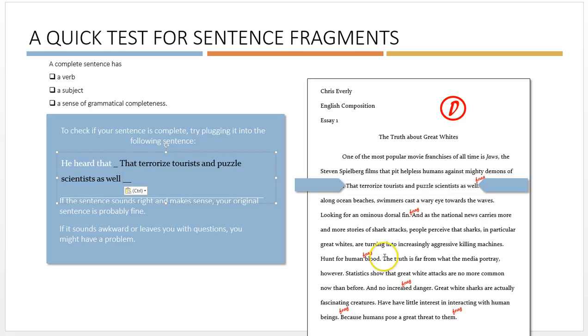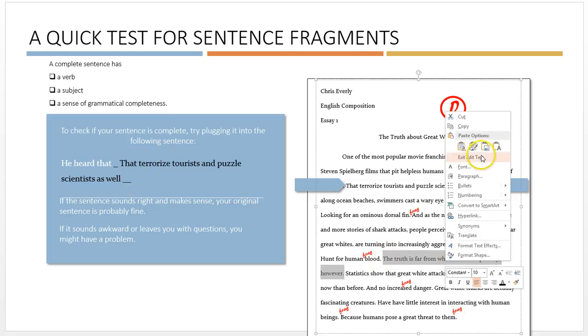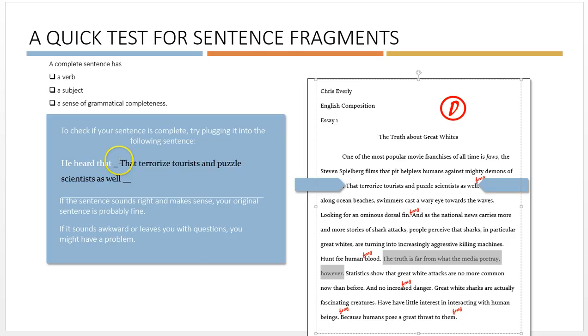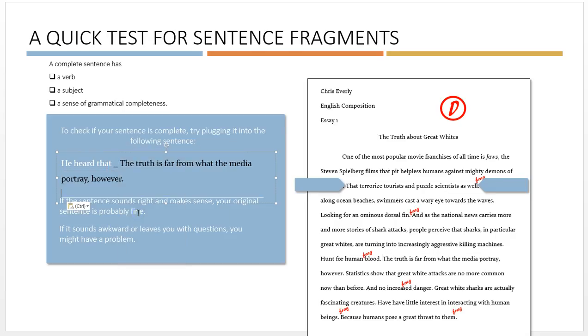Let's try another sentence from our paragraph. He heard that the truth is far from what the media portray, however. That sounds fine. That makes sense. So in that way, I know that this is actually a complete sentence.